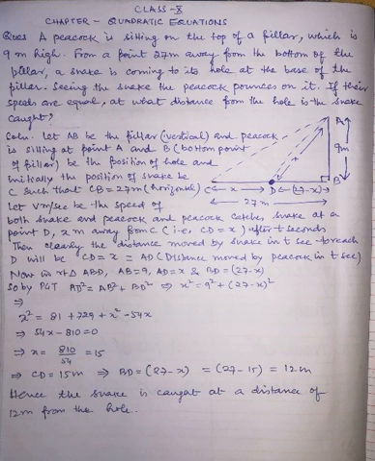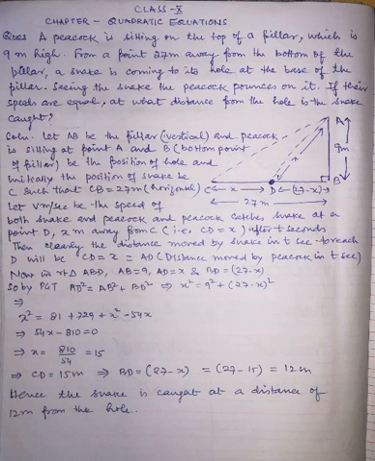Let us suppose that AB be the pillar, that is vertical, and the initial position of the snake be C, and the hole of the snake is at the bottom of the pillar, that is point B. Obviously, the distance CB, as given in the question, is 27 meter, and this distance is horizontal. It means the angle ABC is equal to 90 degree. Here you have to note that down.